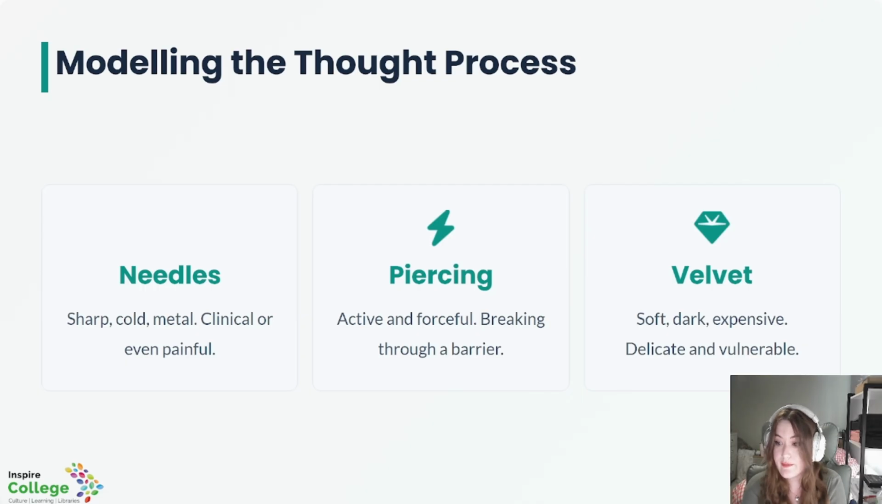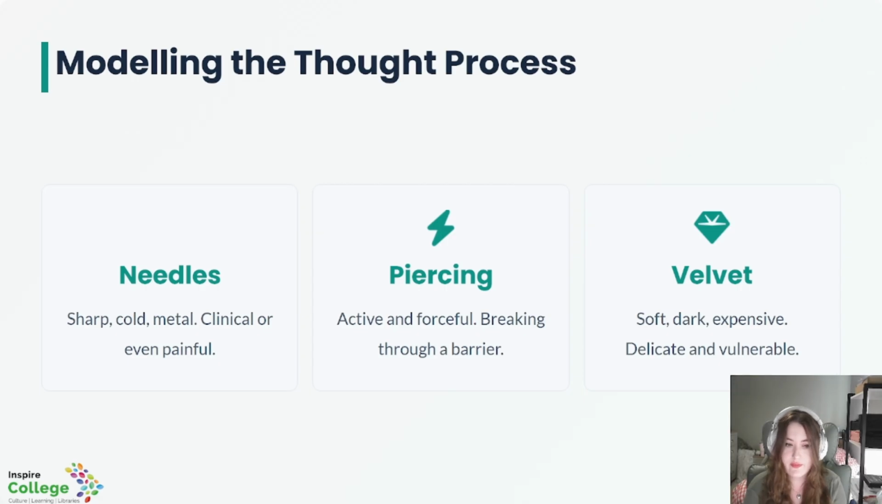Then I'm drawn to the word piercing. When I think of piercing, it is an active and forceful word. It makes me think of something breaking through a barrier. You might go and get your ears pierced and the needle breaks through your skin. It feels permanent and it feels damaging. The final word that I want to focus on is velvet. This makes me think of something that's soft and dark and expensive. It feels like it's something delicate that we want to protect.